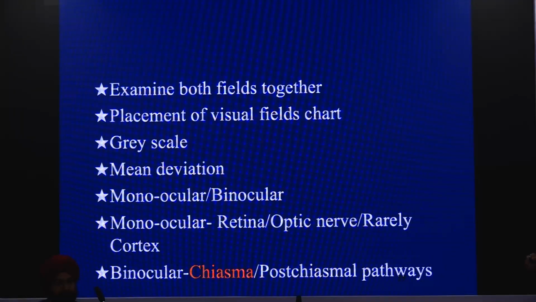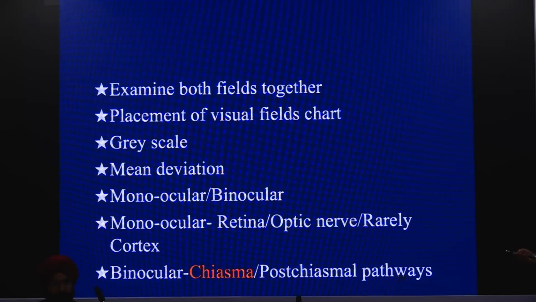So to conclude, whenever you're looking at the visual fields, the first thing to do is to have both visual fields together. Placement of the visual chart is very important. The right visual field should be on your right side and the left visual field should be on your left side. Look at the gray scale first, because that pattern will tell you whether there is any particular pattern that you are able to see, which immediately gives you a diagnosis. A mean deviation sometimes can be important, especially when you are following up a patient, when you have done serial visual fields, and if you see a clear change in mean deviation, whether it's improving or deteriorating, mean deviation can give you a clue.